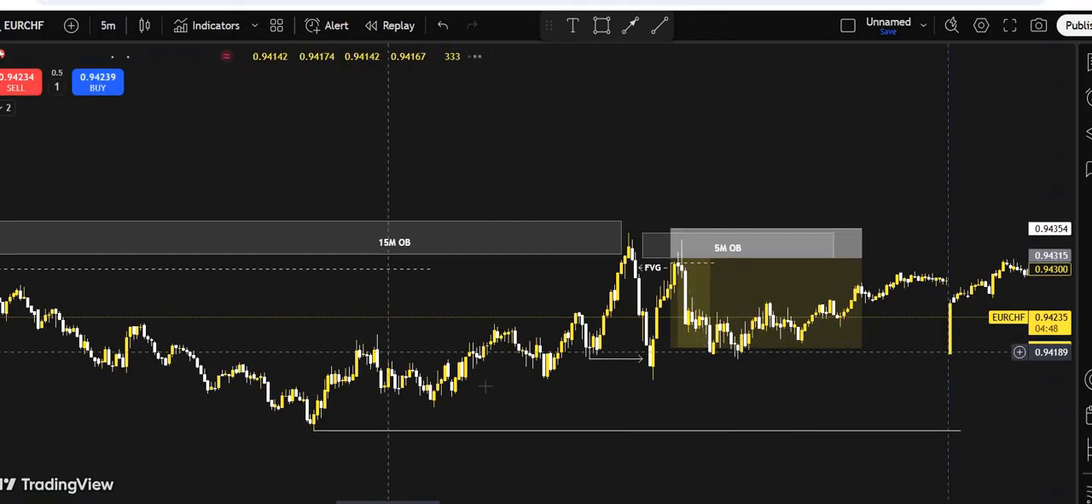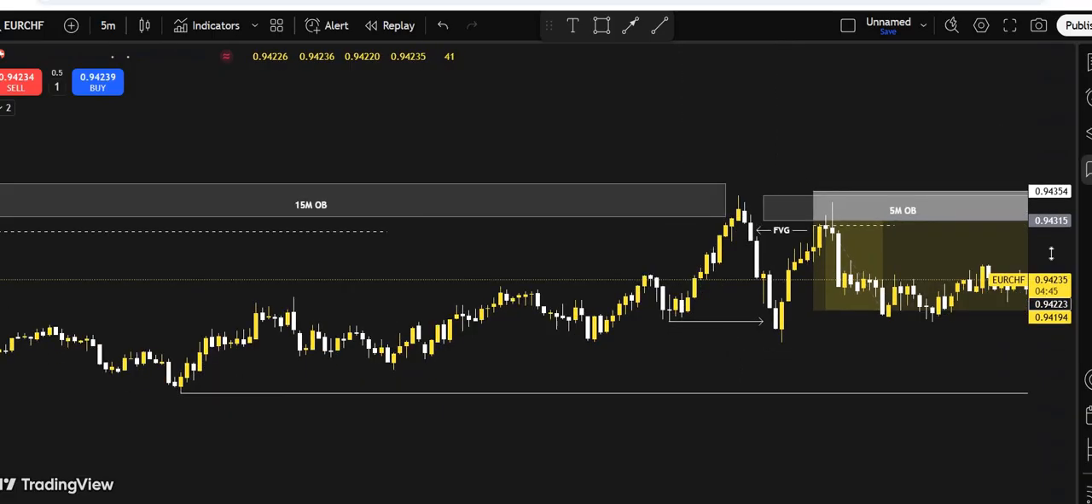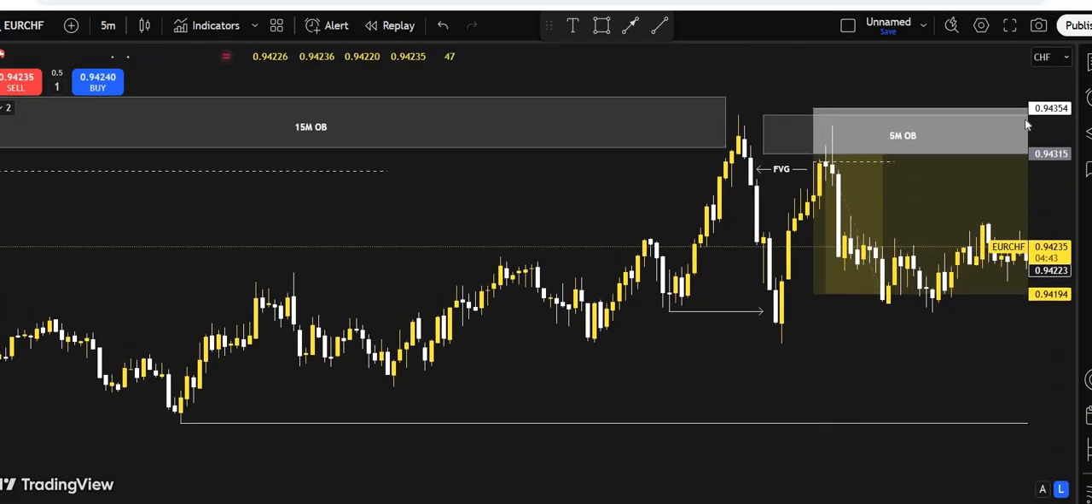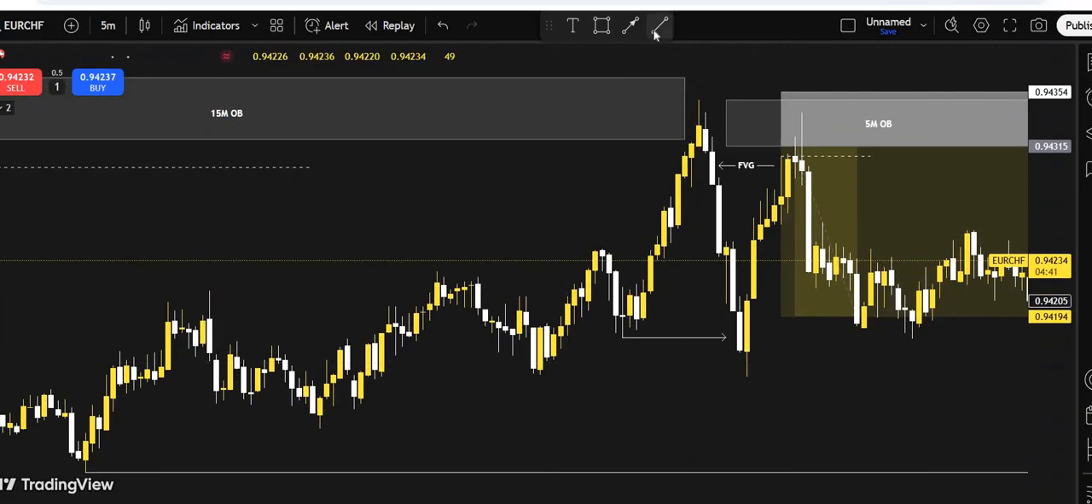On my 5 minute, we can see we were on a bullish momentum right here. This was a break of structure to the upside, right about here.